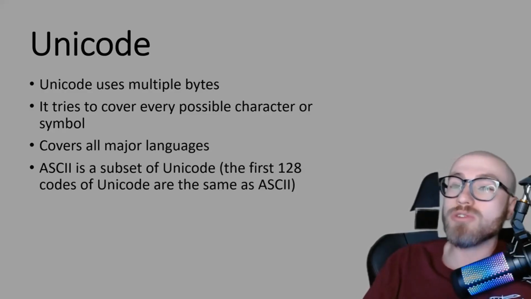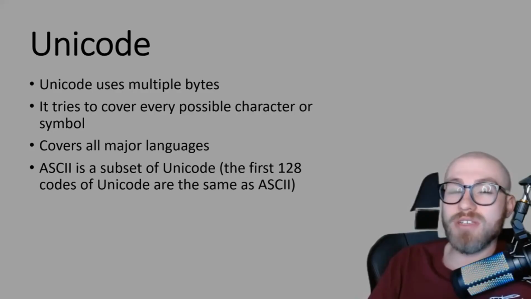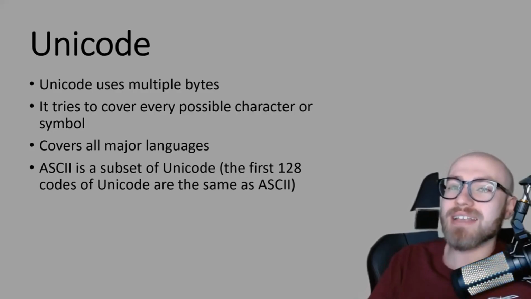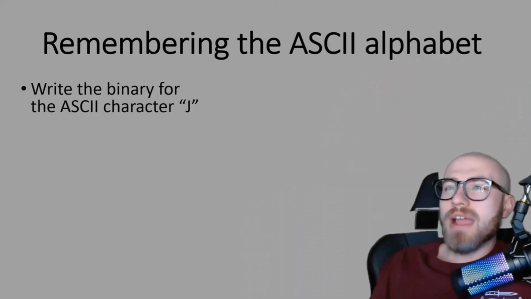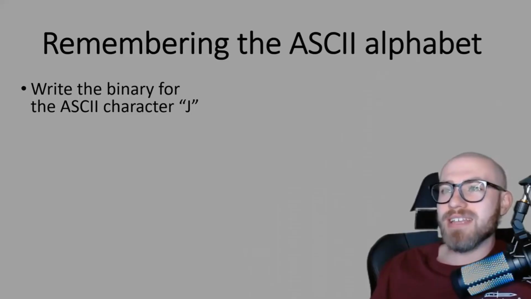So the first 128 codes of Unicode are exactly the same as ASCII. In the latest exam, there was an unusual question which asked you to write down the binary for an ASCII character. So we need to be able to write out the ASCII character alphabet, and it is really straightforward to remember as long as we follow these steps. So let's do an example. Write the binary for the ASCII character J.